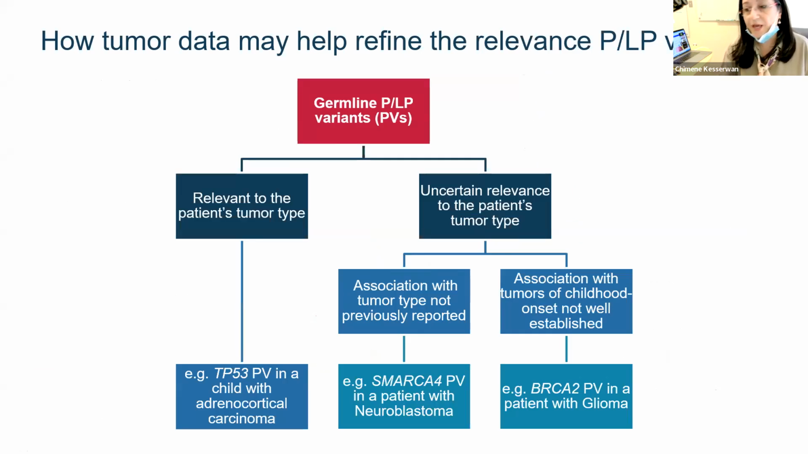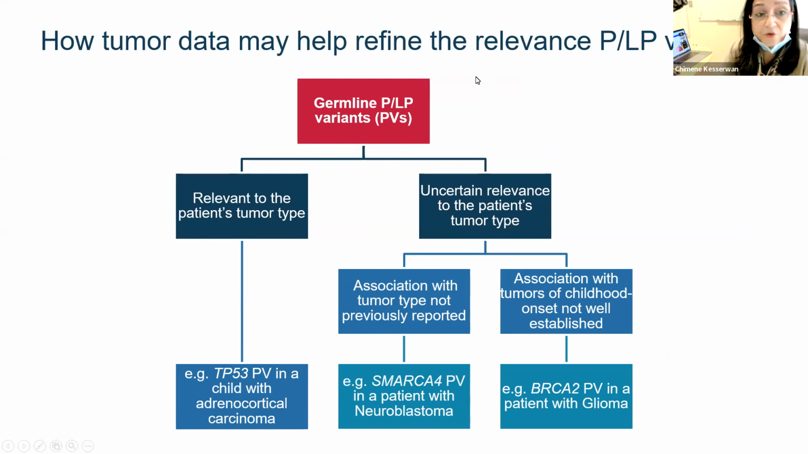So this is what we addressed in this somatic germline task force, which continues its effort to further develop and update this rule, but one question remains to be addressed: how tumor data may help to refine the interpretation, meaning the relevance of a germline variant relative to the patient's tumor in question.